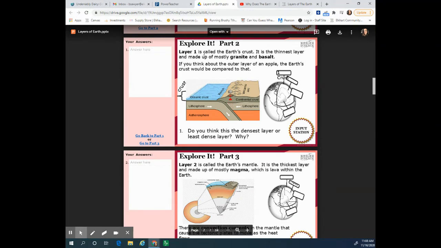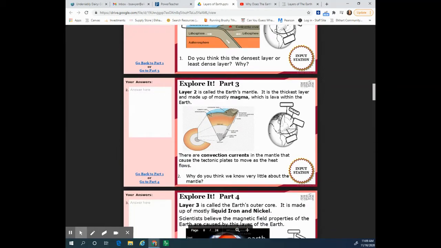Part 2. Layer 1 is called Earth's crust. It is the thinnest layer and made mostly of granite and basalt. If you think of the outer layer of an apple, the Earth's crust would be compared to that. Do you think this is the densest layer or the least dense layer? Why? So is the crust the densest or the least dense? Tell me right here what your answer is and explain why you chose that answer.